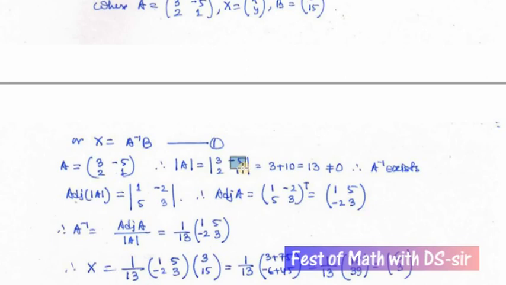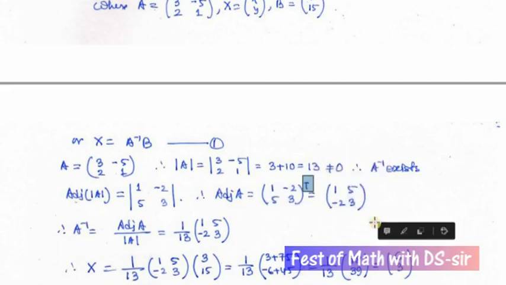Cofactor of minus 5. Since minus 5 is the 1, 2 element, minus 1 will be multiplied with the corresponding minor. The corresponding minor is just 2. So it is minus 2. Likewise, all others are calculated. So the adjoint: you have to form the matrix with these 4 elements. I formed a matrix, and you have to take its transpose.